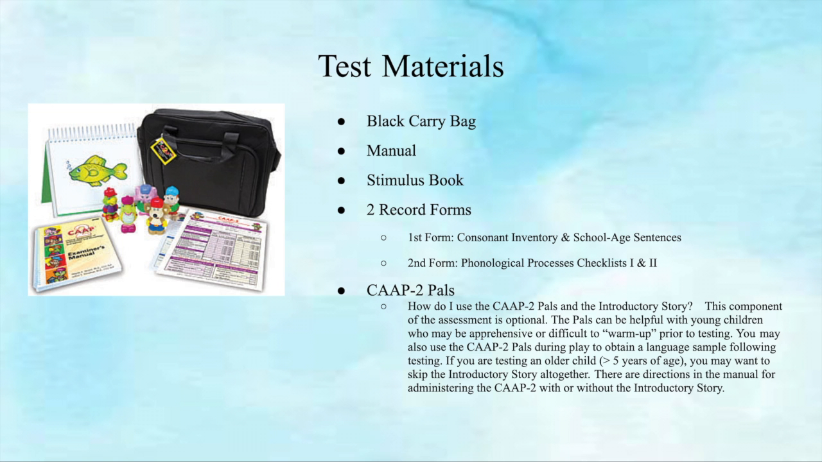Alright, so the components of the test are the black carry bag, as you can see in the photo, the consonant inventory with school-age sentences, and the phonological processes checklists 1 and 2. And it also comes with several toys, as you can see in the photo. They're called the CAAP-2 pals, and they come with an introductory story. And this part of the test is optional, but it can be really helpful for working with young children who might be apprehensive about taking the test. And you can also use the toys to obtain a language sample following testing. And if you are testing an older child, so someone greater than 5 years old, you might want to skip the introductory story altogether, administering the CAAP-2 with or without the introductory story.